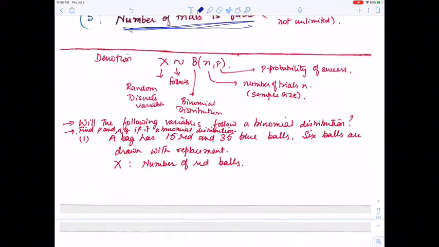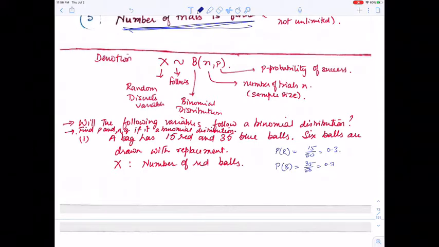Now once you have tried, let's look at it. A bag has 15 red and 35 blue balls. 6 balls are drawn with replacement. So how many balls are there in total? 50. What is the probability that a ball that is drawn is red? It is 15 over 50. That is 0.3. Correct? Now, what is the probability that it is a blue ball? That is 35 over 50, 0.7.